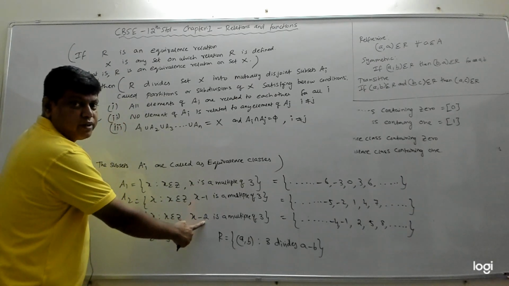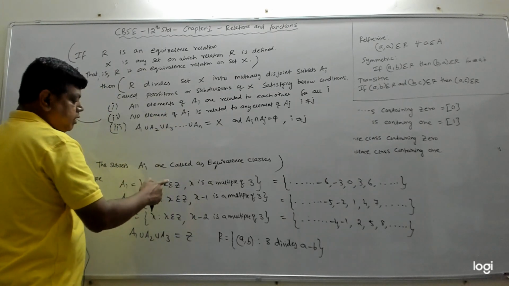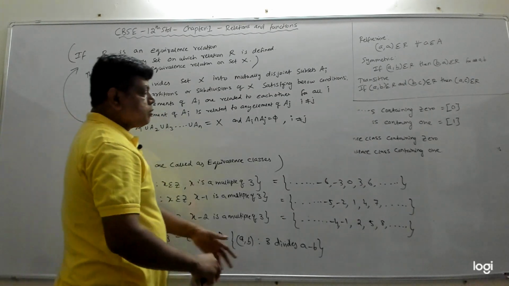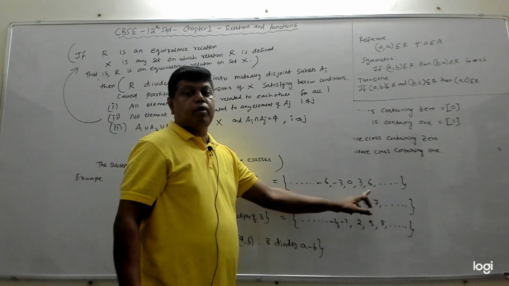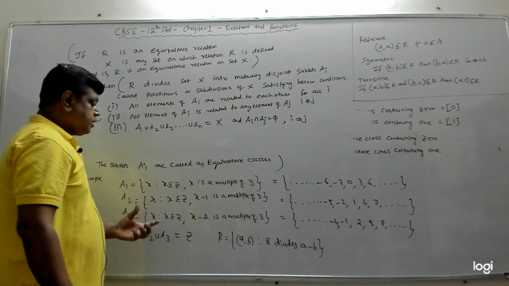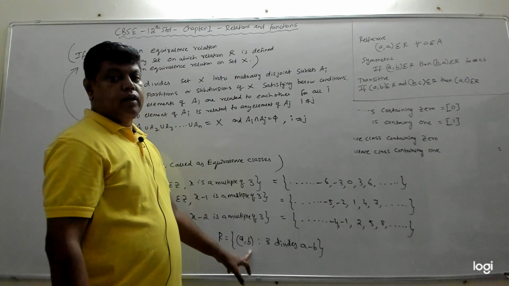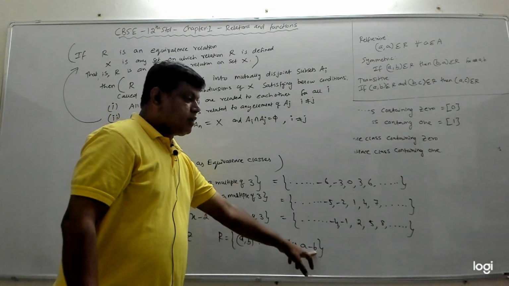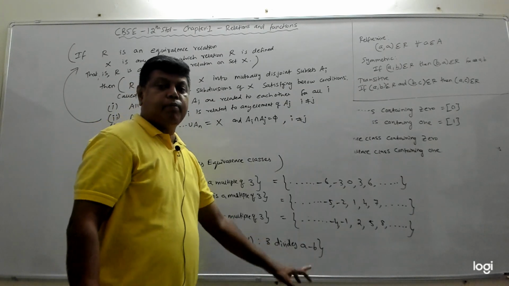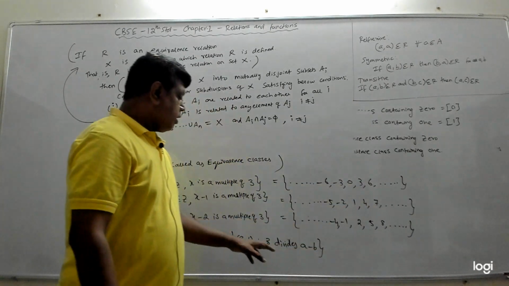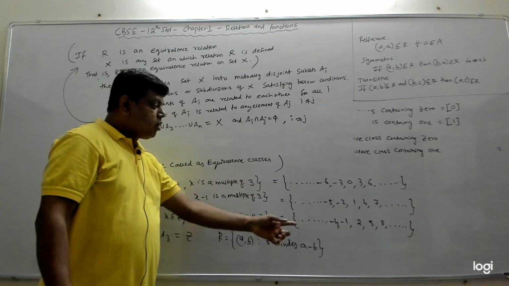Every element of this set is related to every other element, and no element of this set will be related to any element in this. So your 3 is not related to 7, because 3, 7 will not be in this set. 3 will not be related to 7 because 3 minus 7 is what? Minus 4, and 3 does not divide minus 4. Therefore, 3, 7 cannot be in this set, or 3 is not related to 7.